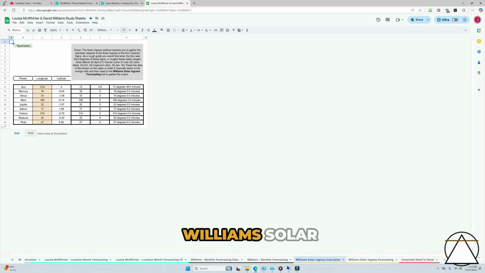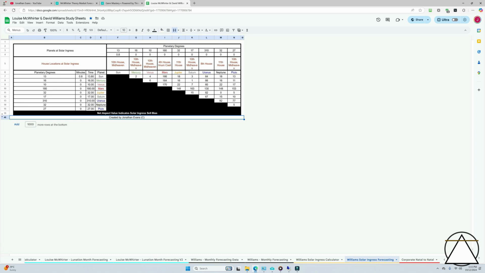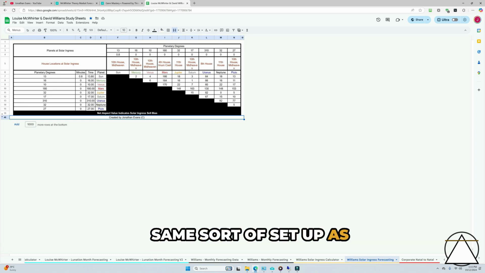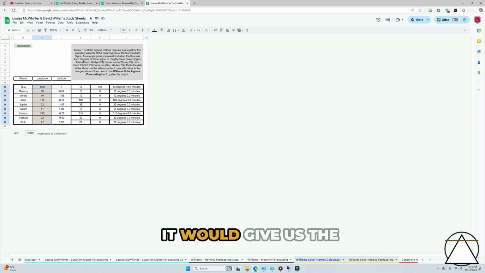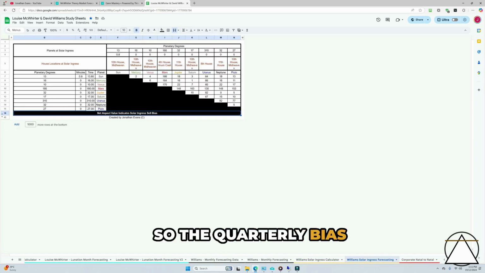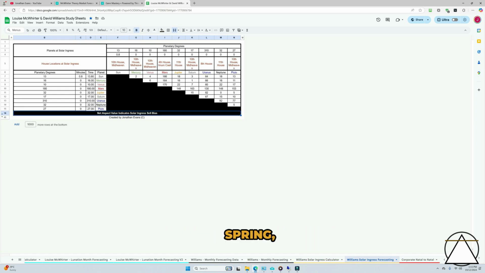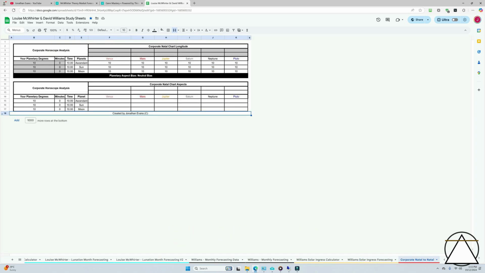Then I give you Williams solar ingress calculator. Again, same method I applied for the McWhirter method. Go ahead and put in all the longitude of the planets. Again, same sort of tool, same sort of setup as the McWhirter one. However, based on the information that you pop in here, it would give us the 3-month bias, okay, so the quarterly bias, each new seasonal ingress into a cardinal sign, which would be winter, autumn, spring, summer. It would tell us then, is the quarter ahead likely to be bullish or bearish, and that would be the Williams method.